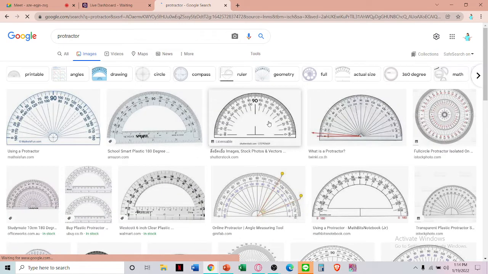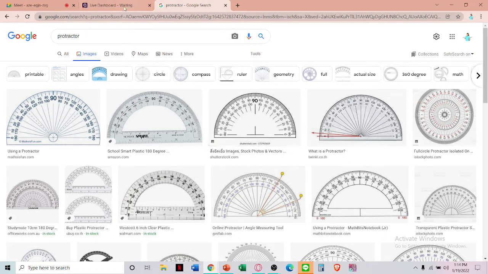This is a ruler that looks like this. A protractor is used to measure the angle. For example, this is the first ray, and then the next ray is like this. If it is like that, then you will see the angle is 70 degrees.